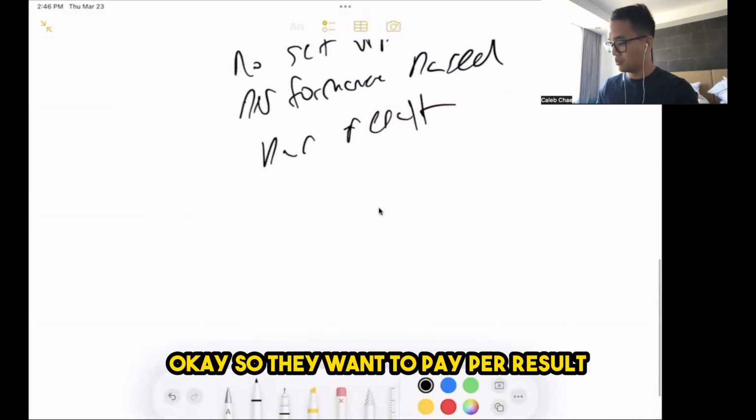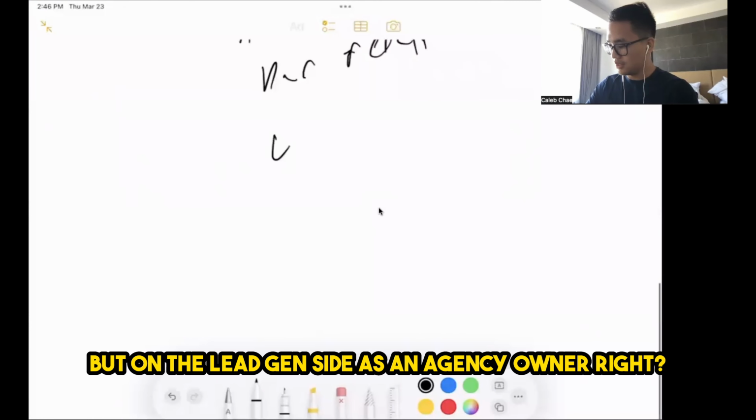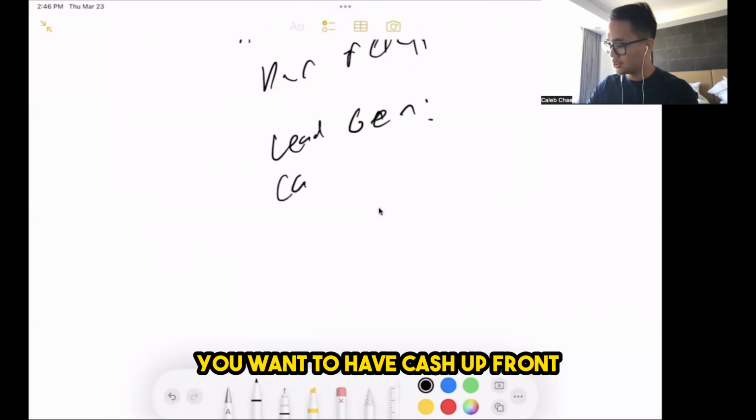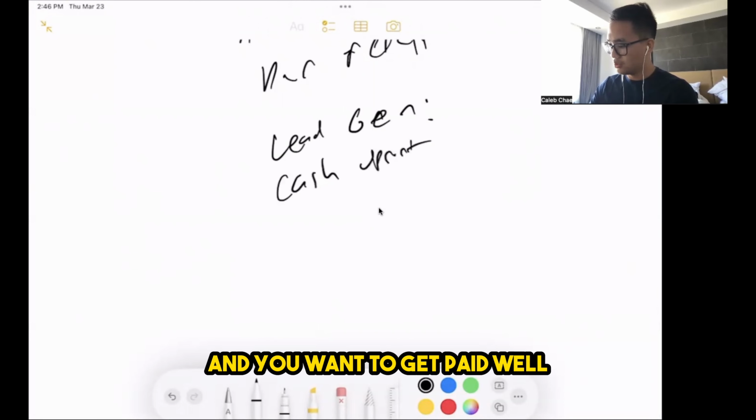So they want to pay per result, but on the lead gen side, as an agency owner, you want to have cash up front and you want to get paid well. So what is the way to solve it for both parties where you don't charge a setup fee, you go performance-based, you go per result, but you still get cash up front and you still get paid well? This is where we came up with this model. I haven't seen anyone talk about this because, well, I'm the one that came up with this.